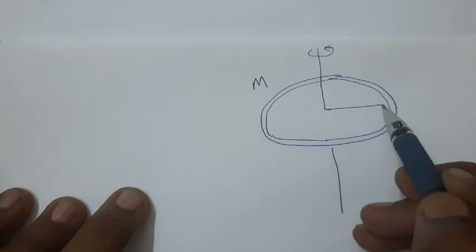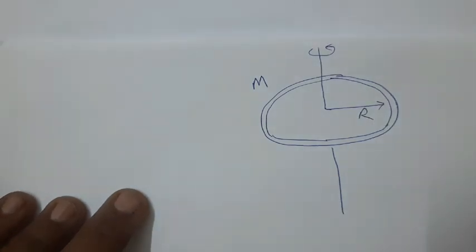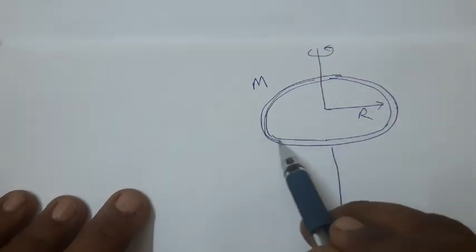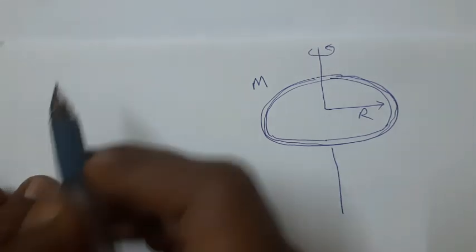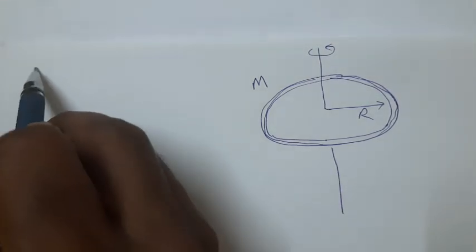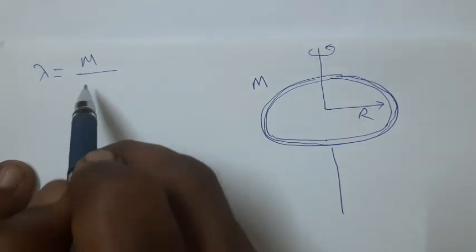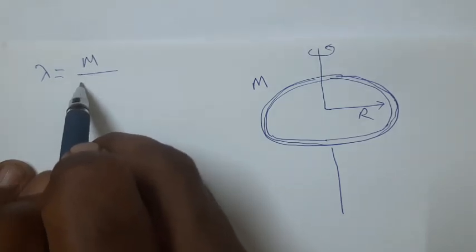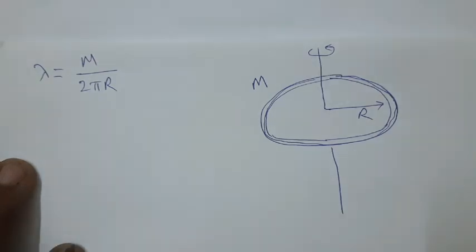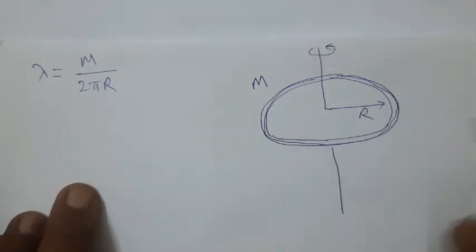Let the radius be r. Therefore the circumference will be 2 pi r, and the mass per unit length can be written as lambda is equal to m divided by 2 pi r. This will be the mass per unit length.